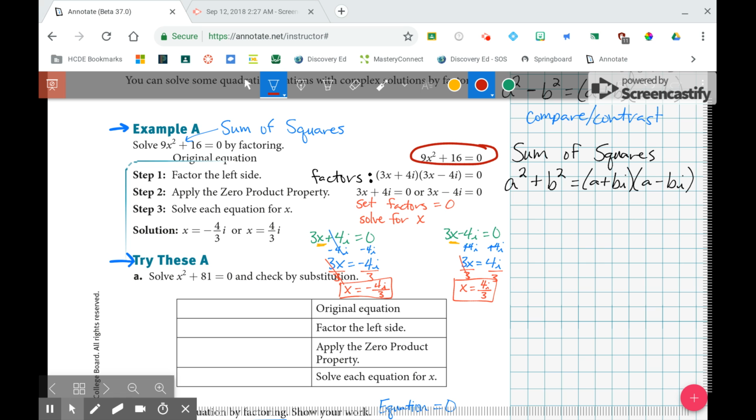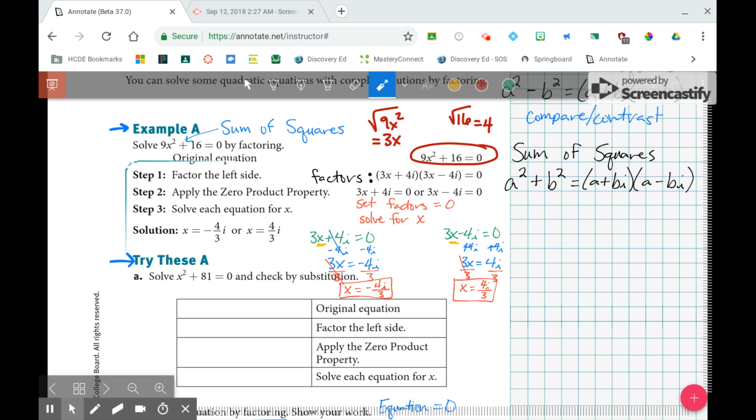Now take the square root of the first term and the square root of the last term. So we have the square root of 9x squared and the square root of 16. The square root of 9 is 3, and the square root of x squared is just x, so that's 3x. The square root of 16 is 4. Notice this one's done for you in your book. With the 3x and the 4, that's how we got 3x plus 4i, 3x minus 4i. If you want to check that, you could FOIL or do the box method. You get what you started with.